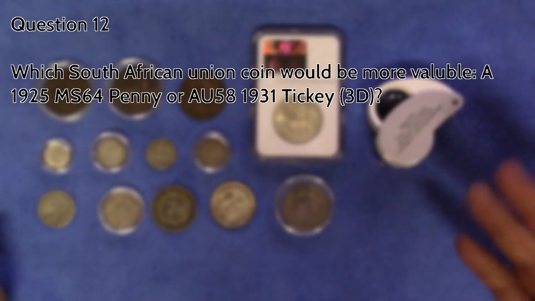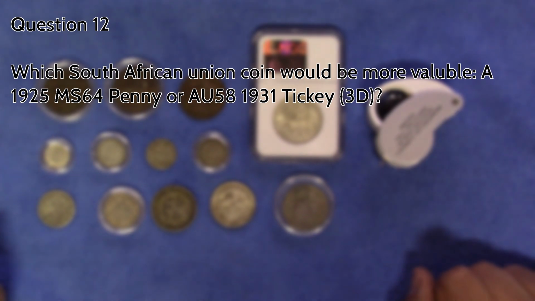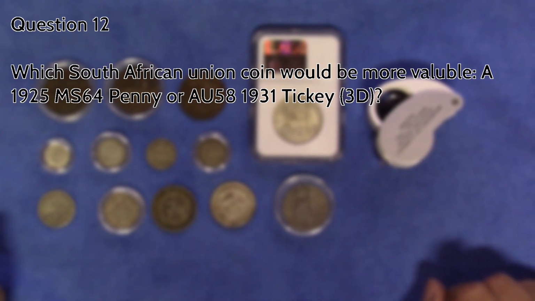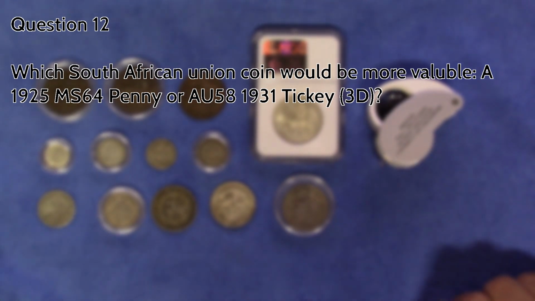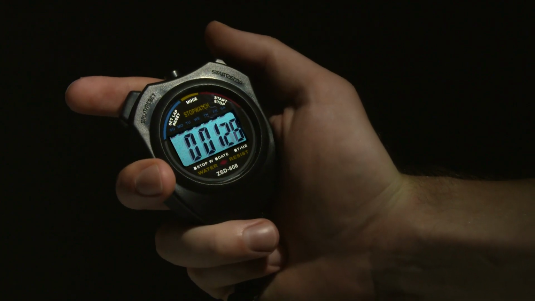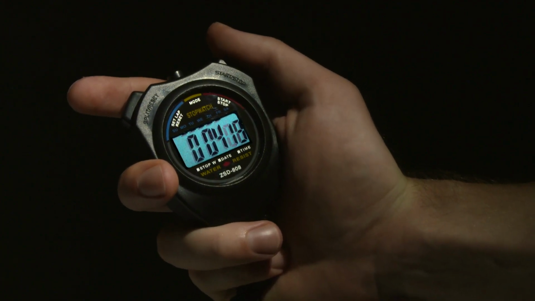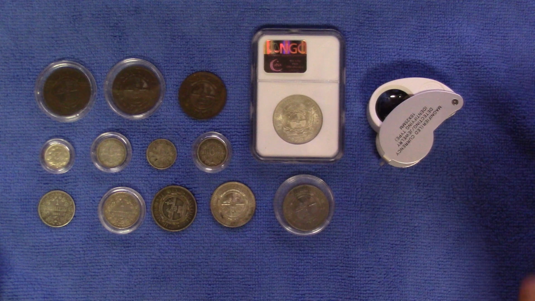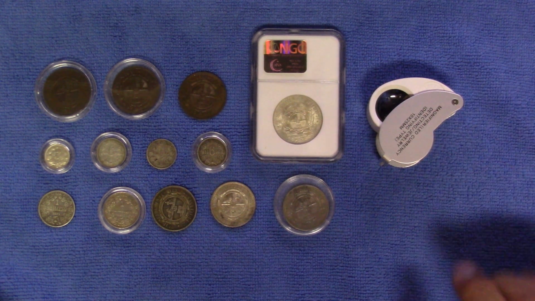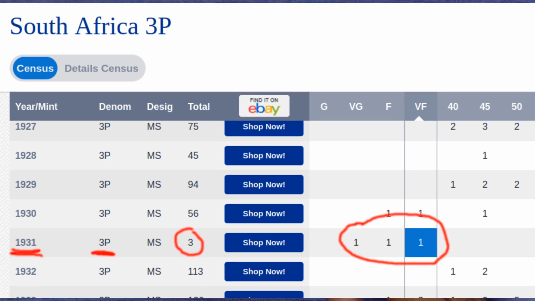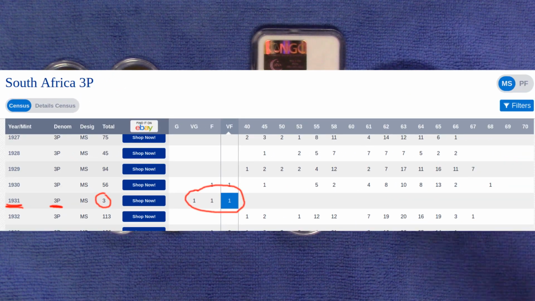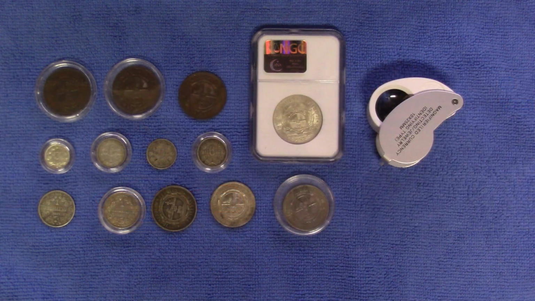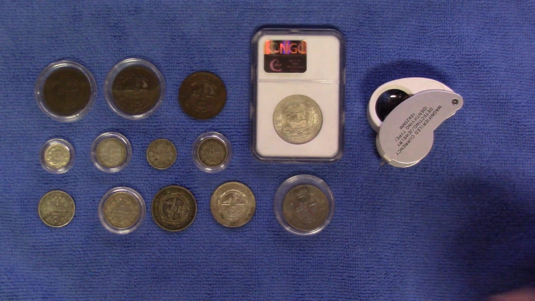Question 12. Speaking of value, which South African Union coin would be more valuable? A 1925 MS64 penny or an AU58 1931 tikkie? Well, technically neither. Only 66 business strike 1931 tikkies were ever minted, and the highest known grade is a very fine. So a 1931 AU58 tikkie does not exist. A coin like that, I estimate its value close to that of R1,000,000, if not more.